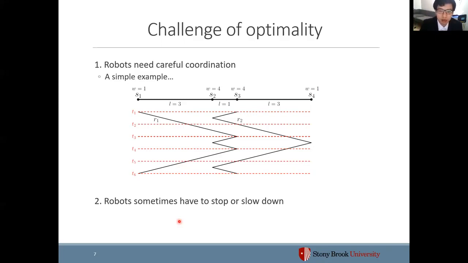This is just a very simple scenario, but it already shows a complicated schedule such that robots need careful coordination. And sometimes robots also have to stop and slow down. This makes the schedule even harder.